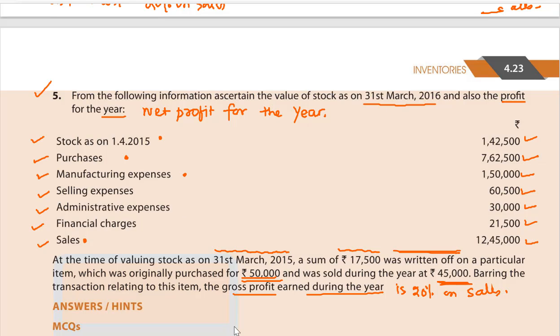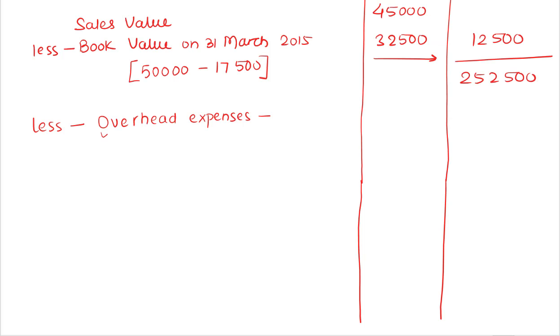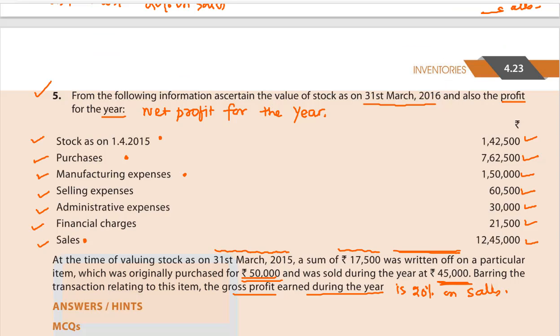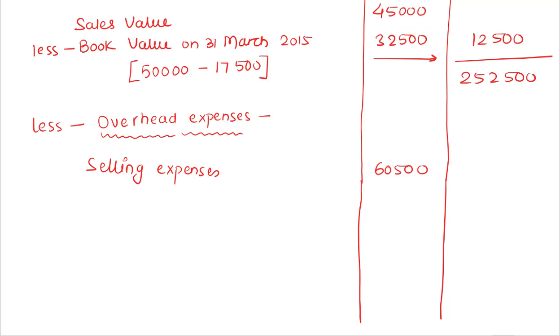Selling expenses 60,500. Administrative expenses 30,000.